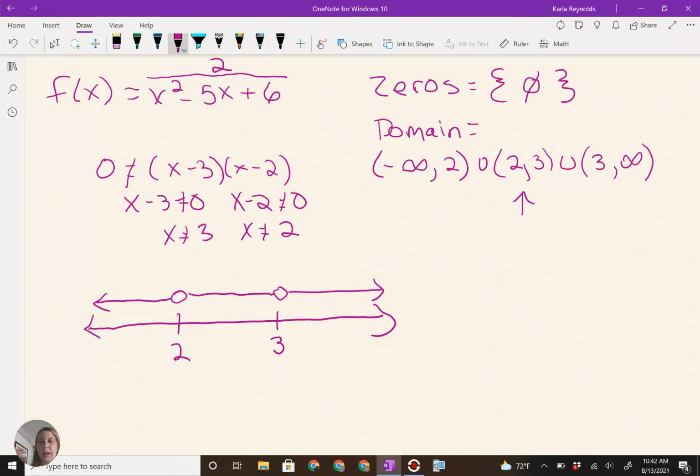So it's this middle part that's sometimes forgotten, but remember, I could put in like 2.5, and it wouldn't be fun math to do, but I would get a number. So sometimes this number line can help.